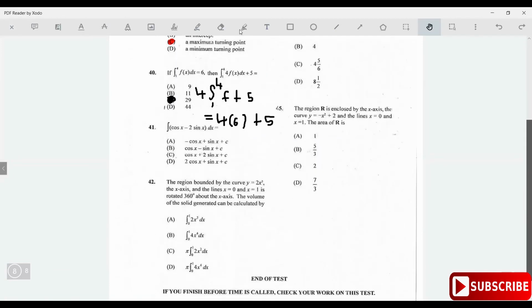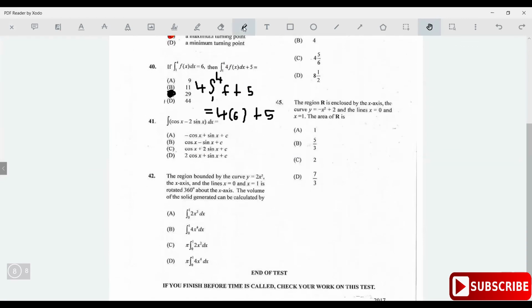Question 41. Question 41 asks, what is the integral of cos x? When you integrate cos x, you're going to get sine x. And when you integrate minus sine, you get positive cos. So it's going to be 2 cos x plus sine x. Option D. Nice. Now, question 42.